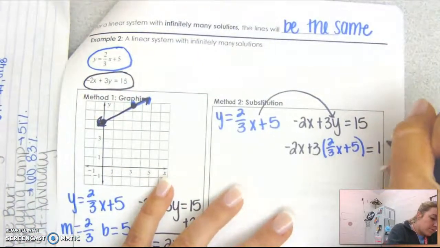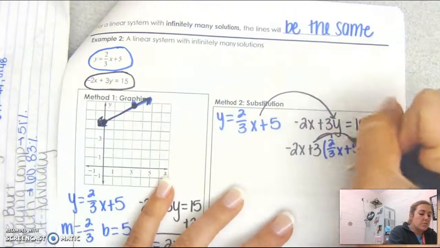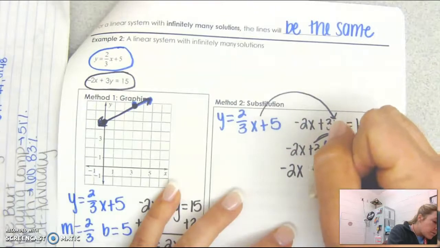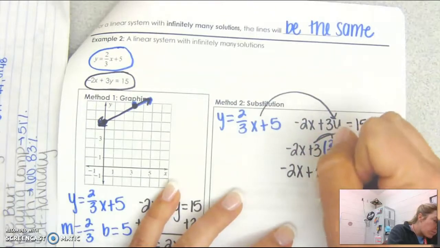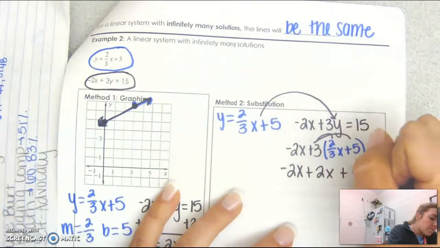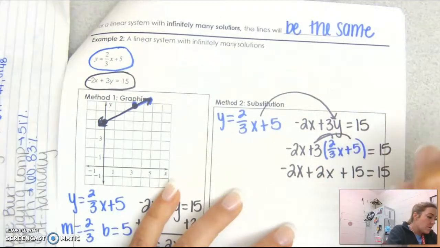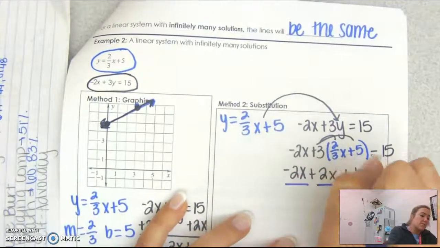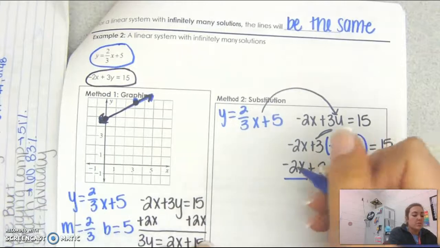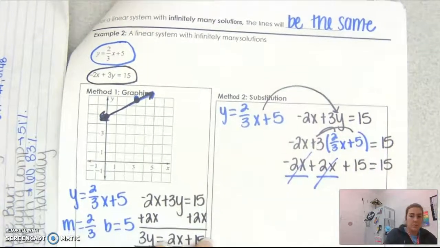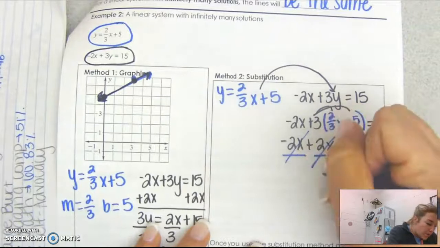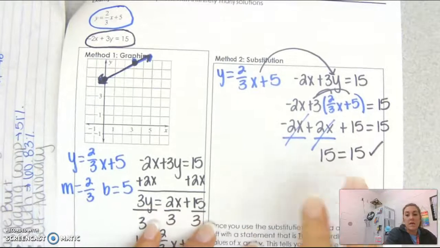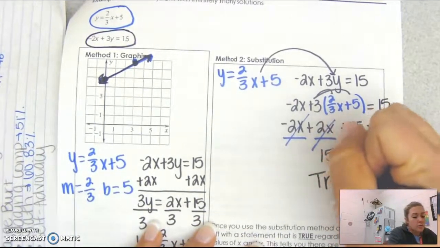equals 15. I'm going to distribute my 3, so I have negative 2x plus 3 times 2/3 is positive 2x, 3 times 5 is 15. Now if you notice, I have a negative 2x and a positive 2x. Well, negative 2 plus 2 is 0, so those are going to cancel, and I'm left with 15 equals 15. Since those are the same numbers, that is true.